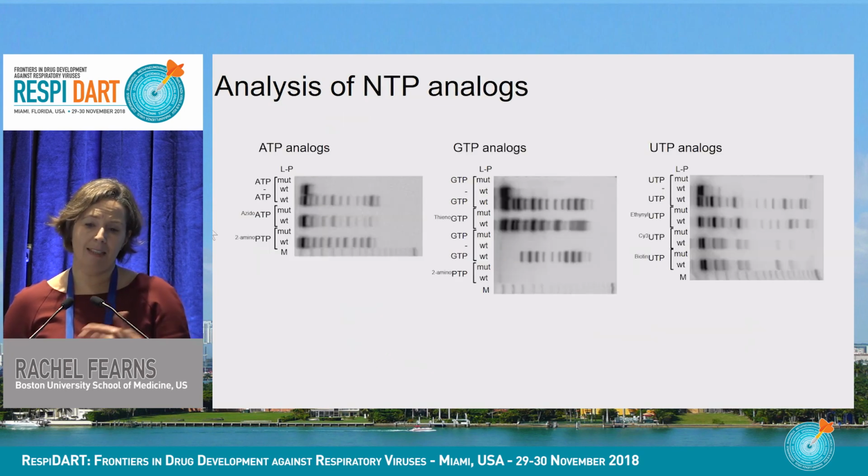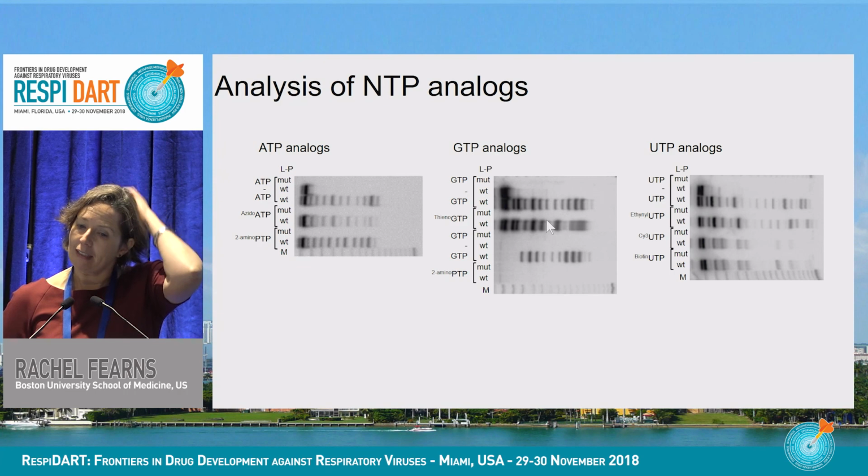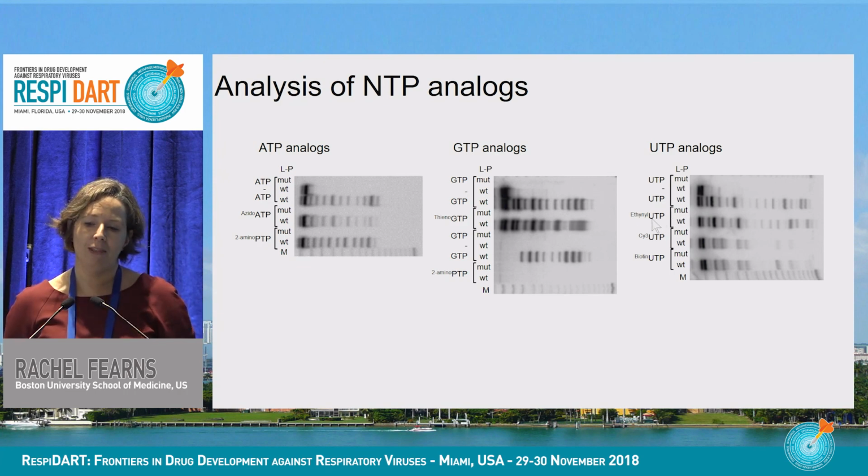And then we looked at different NTP analogues, some ATP, GTP, and UTP analogues. And again, you can see actually the polymerase is reasonably tolerant. It doesn't incorporate all of them. It certainly doesn't incorporate them as well as the native NTP. They will incorporate a number of different analogues that are fluorescent or that could be modified by a click chemistry reaction, such as ethynyl UTP.